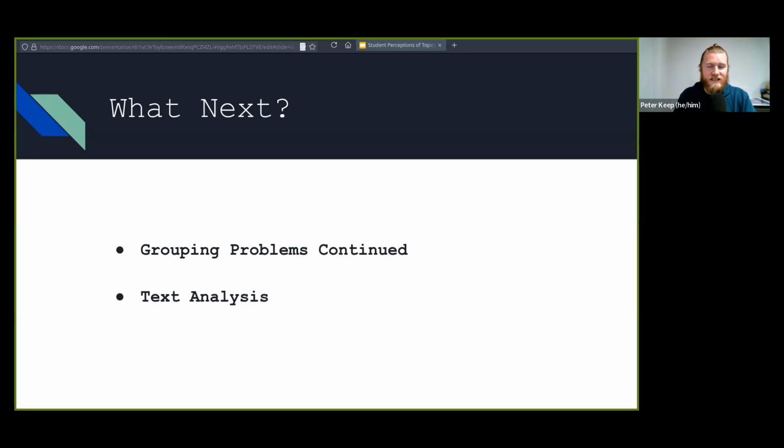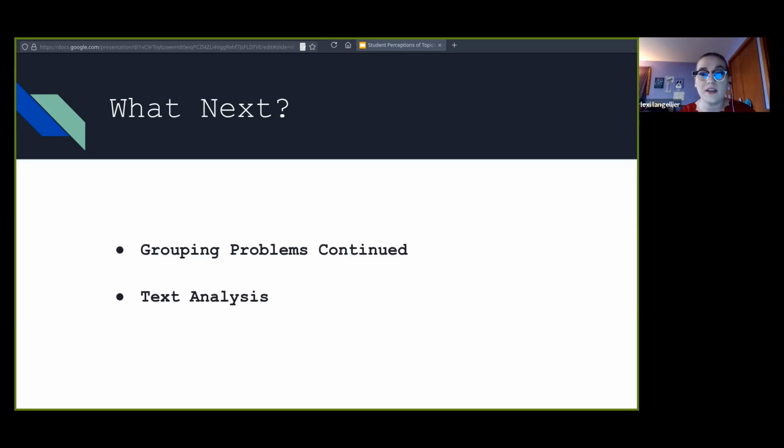So what are we doing next, Lexi? So for the grouping problems, to continue on with that, we're going to look further into the reasoning as to why students identified these certain groups. We did have them put down, explain why they did the certain groups and explain a little more of their ideas instead of us just assuming the grouping. So we're going to look a little more into that.